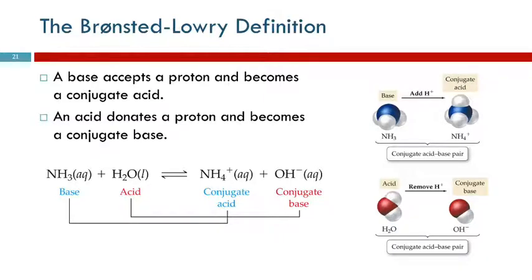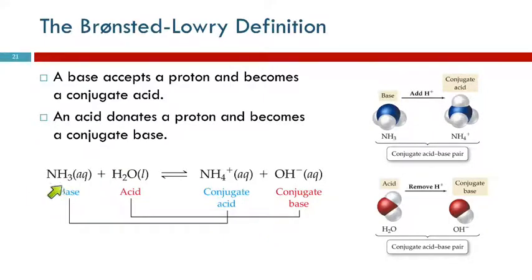So the base accepts the proton, and when it does so, it becomes a conjugate acid. Because now it's holding the hydrogen ion, it could donate that to something else. So when the base accepts the proton, it becomes an acid. It's the conjugate acid. And the reverse: when an acid donates the proton, it becomes a conjugate base.